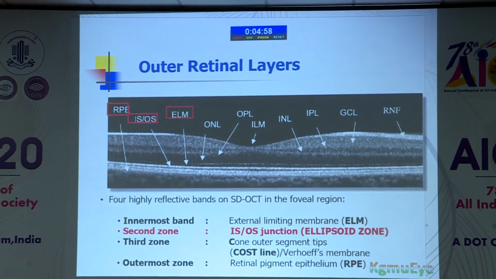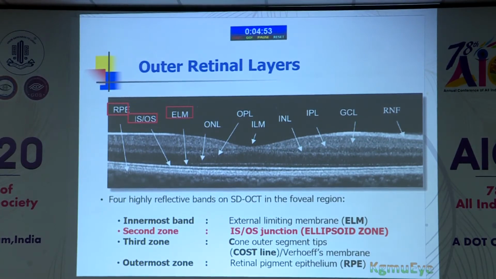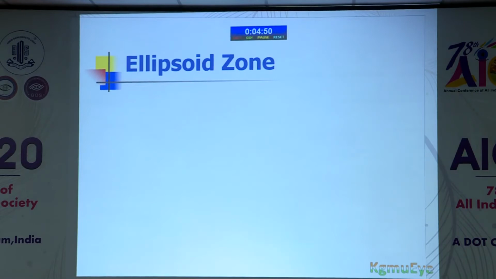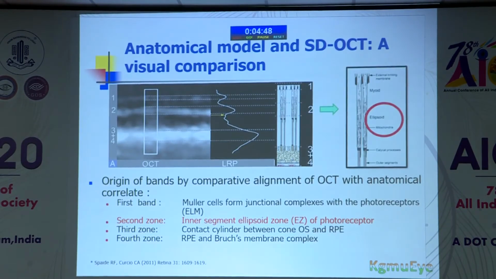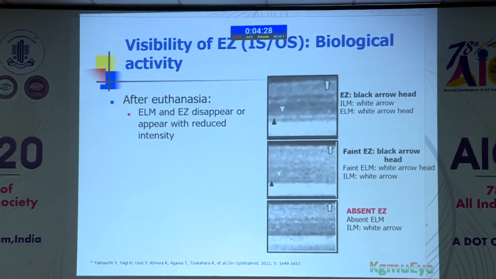I will be focusing on the second layer, which was previously known as the ISOS junction and is currently termed the ellipsoid zone. This term came from a study by Spade on a frog model, which showed that this ISOS junction correlated with the ellipsoid zone in the photoreceptor, and hence the name. In a rat model, it was found that after euthanasia, this layer tends to disappear. So this layer might also be there just because of the biological activity.